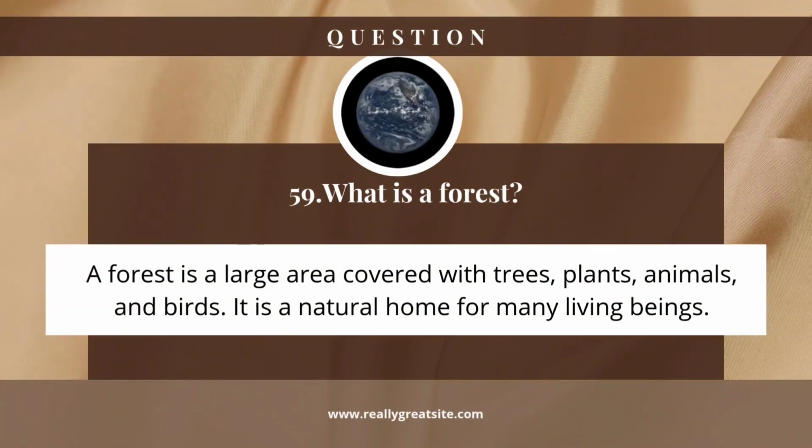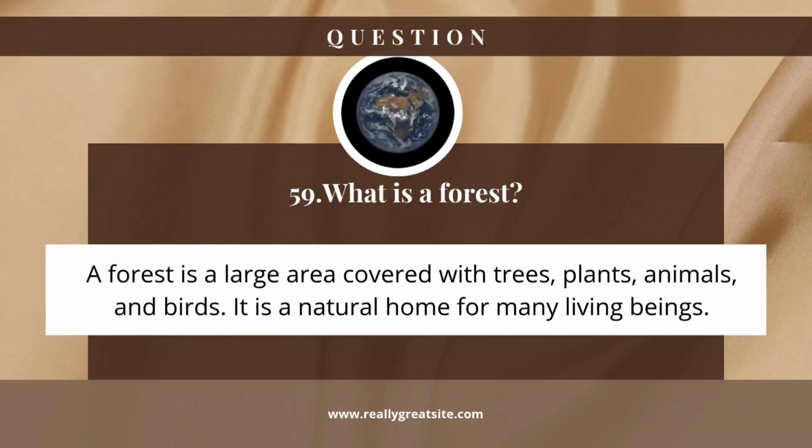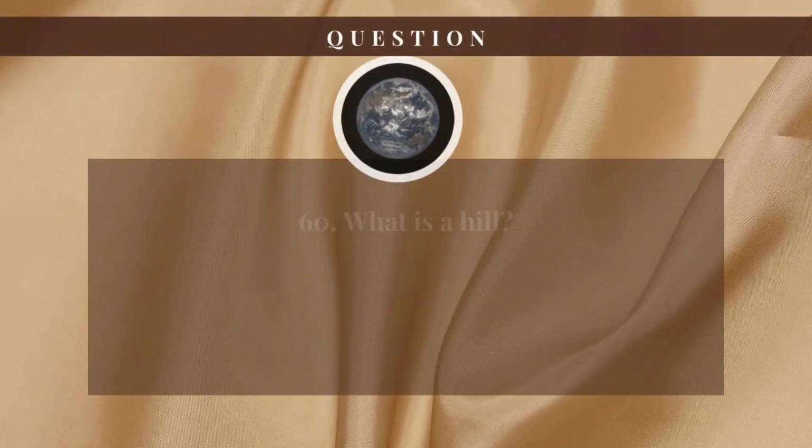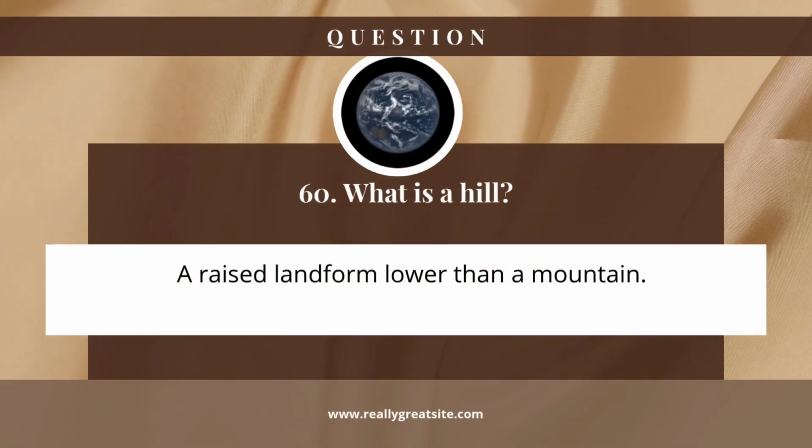What is a forest? Answer: a forest is a large area covered with trees, plants, animals, and birds. It is a natural home for many living beings. 60. What is a hill? Answer: a raised landform lower than a mountain.